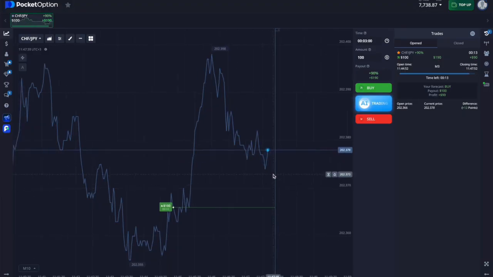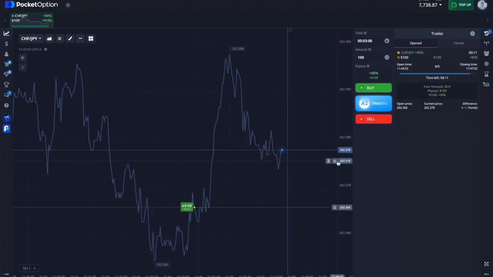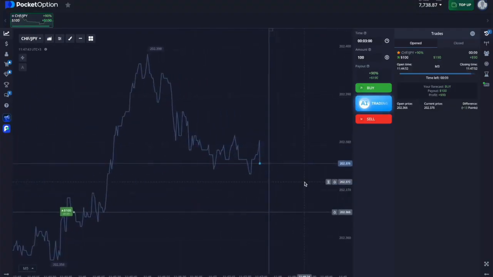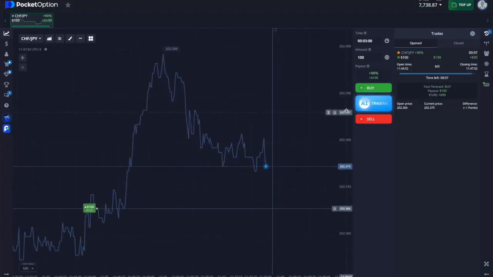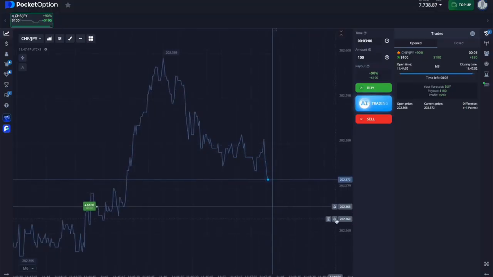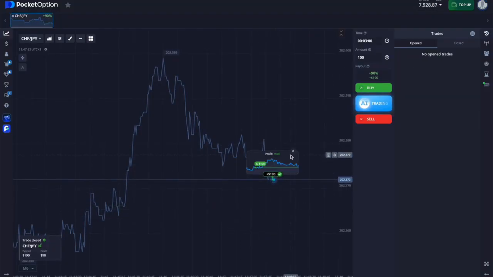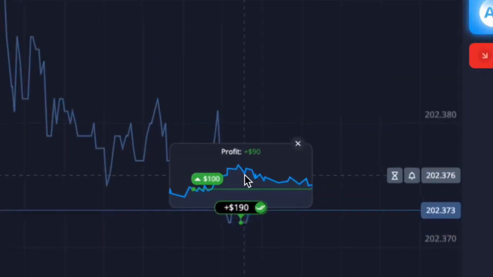13 seconds left. We open the trade for an increase. And here we take the profit. 6 seconds left. It ends right here. We have 3 seconds, 1 second, and it's a win. We take $90. Excellent. That's how we work.